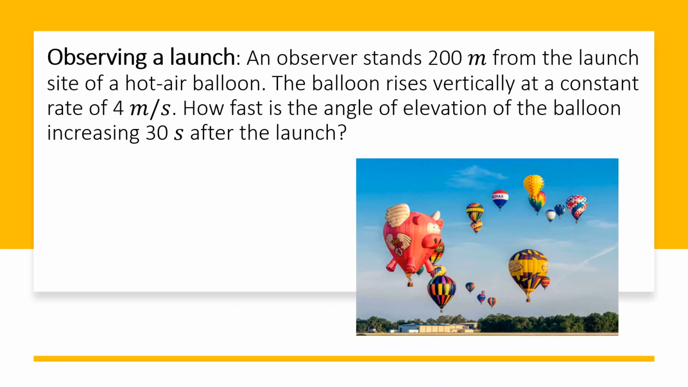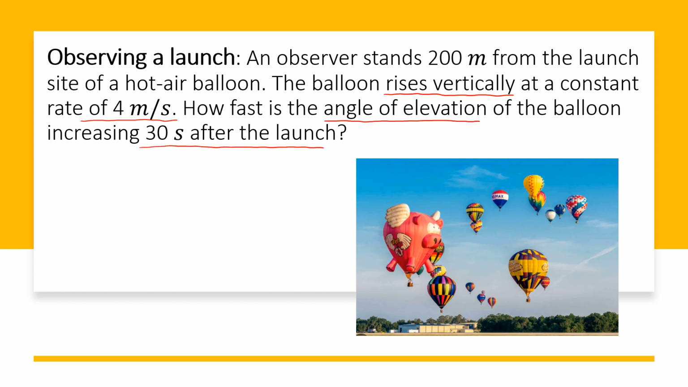As the fifth problem, we have this very interesting problem. What it says: an observer stands 200 meters from the launch site of a hot air balloon. The balloon rises vertically. That's a big assumption here. It doesn't happen normally, with the wind it's going to drift, but we assume that it rises vertically at a constant rate of 4 meters per second. How fast is the angle of elevation of the balloon increasing 30 seconds after the launch?